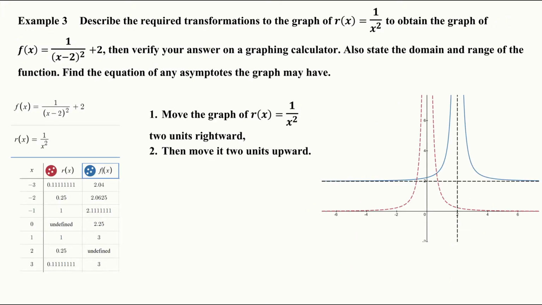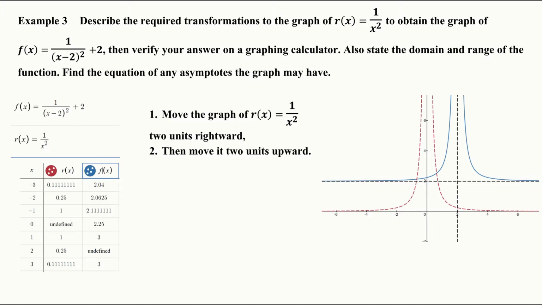Okay, next we want to look at a transformation of this reference function 1 over x squared to obtain the graph of f of x equals 1 over quantity x minus 2 squared plus 2. So, as you know, the relationship between f of x and r of x can be easily written down. So let's go ahead and do that.